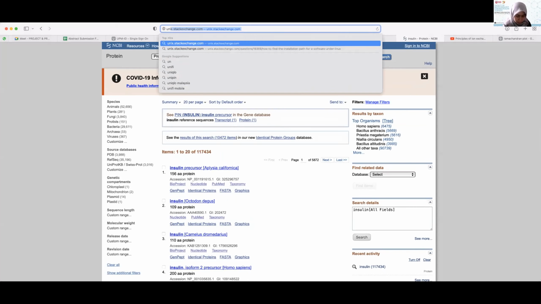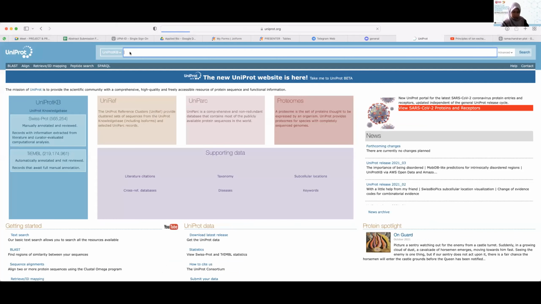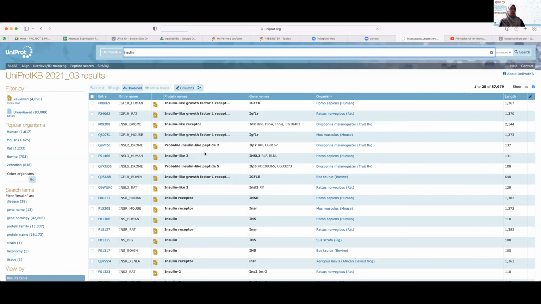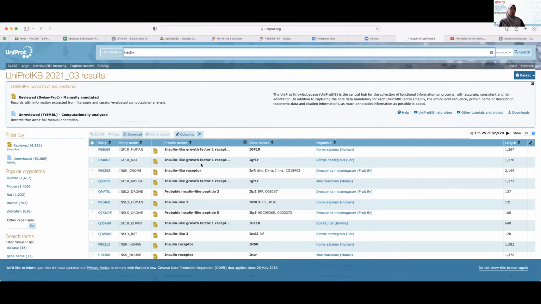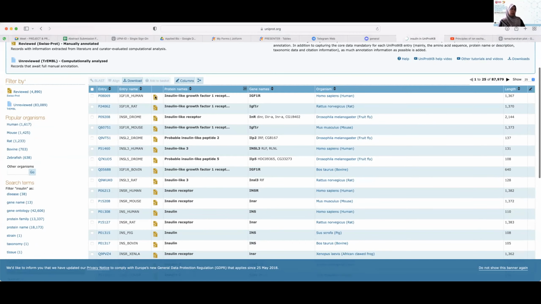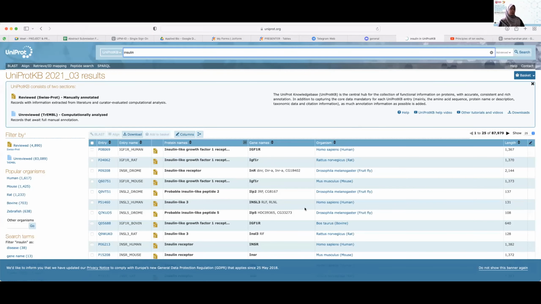And then we also have the UniProt database. This is also a curated database. We can type whatever protein we want to know, and it comes with references that we can refer to. If you find any unique protein you want to share, you can even deposit your protein here.